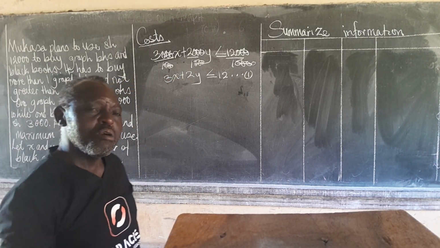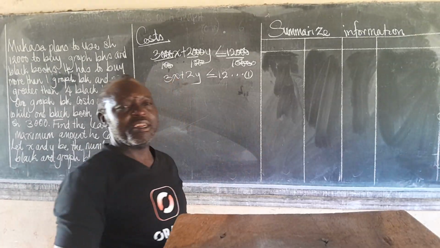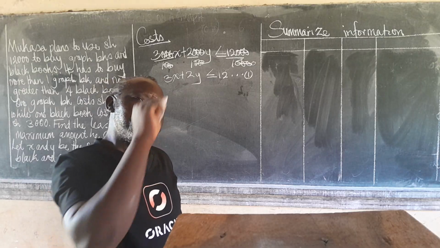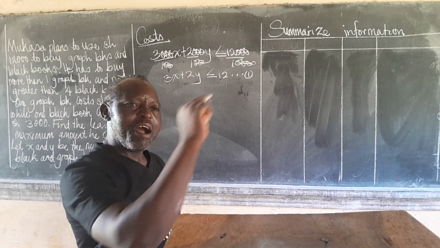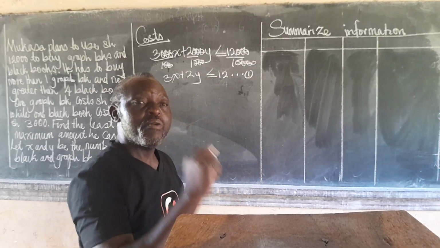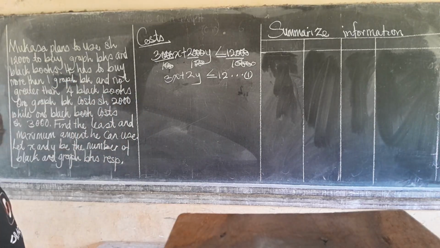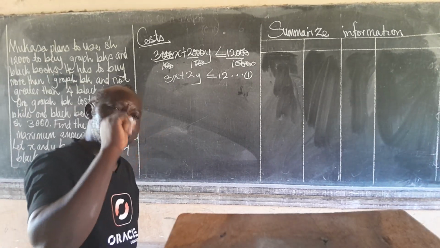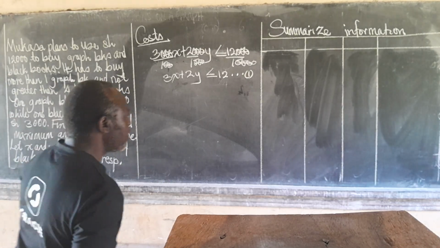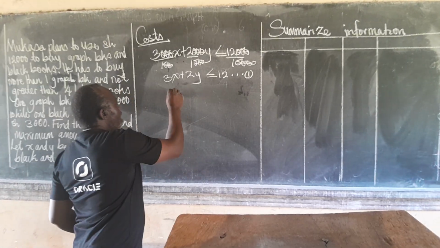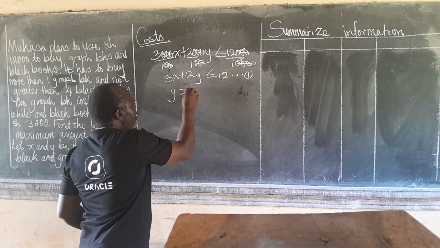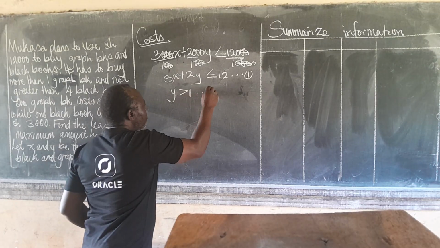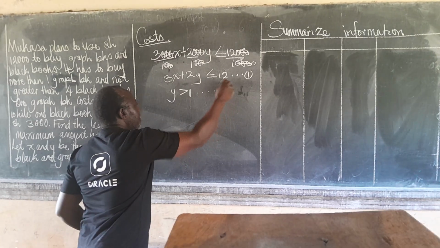Now when it comes to more than one graph book, what does that mean? It means more than, so we have to use the sign greater than. And what is a graph book being represented with? It's being represented by y. Therefore, the second inequality is y is greater than 1. That is the second inequality.